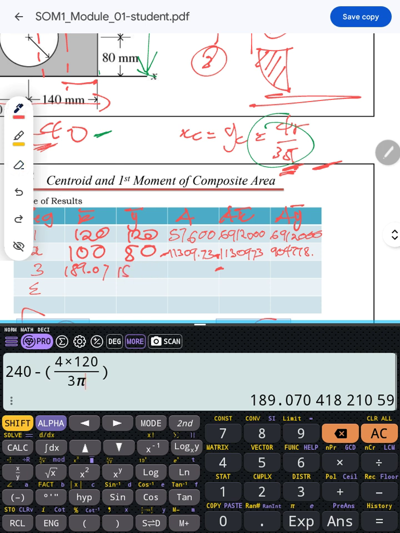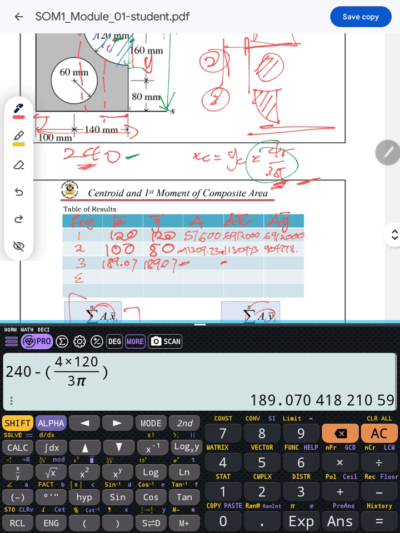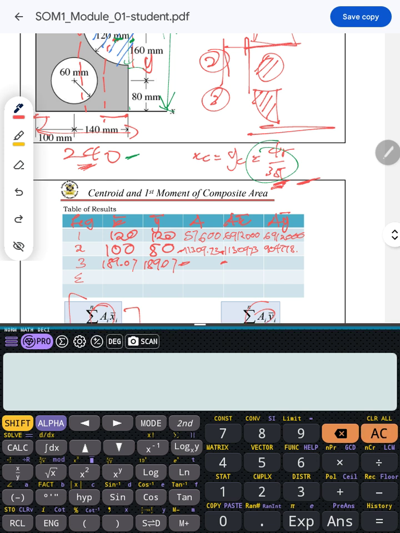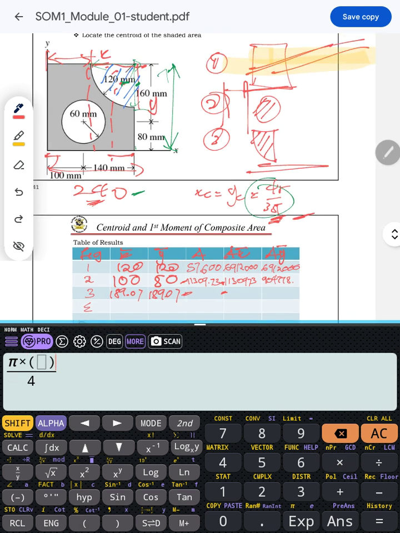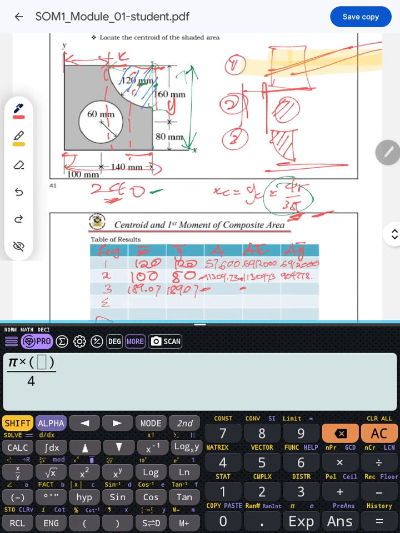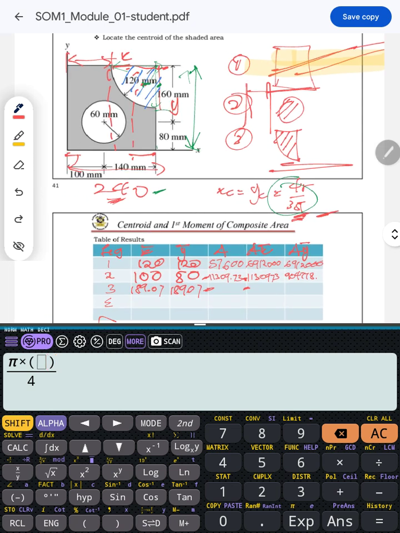189.07. Here's negative, right? And now to get the area is actually what? The area of a circle divided by 4. So how would that be? Divided by 4. And the area of a circle is pi r squared, right? So pi times r squared. For that semicircle, the radius is what? 120, right? So 120 squared, right?